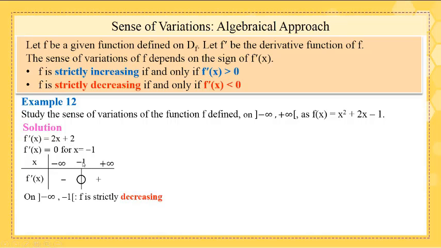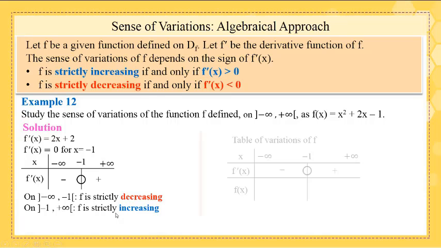on minus infinity minus 1, f prime of x is negative, so f is strictly decreasing. On minus 1 plus infinity, f prime of x is positive, so f is strictly increasing. We can write the answer in another way in the form of a table.